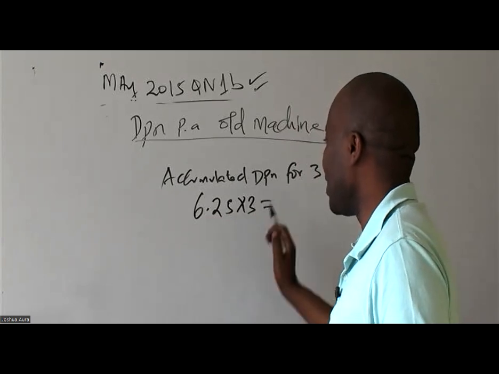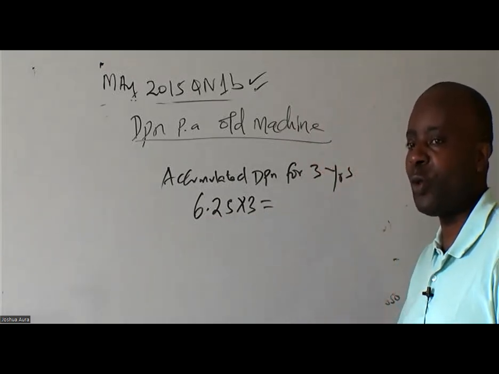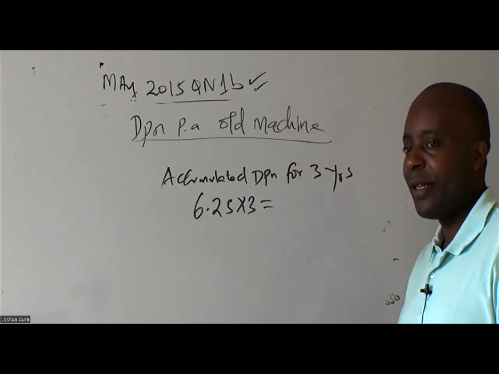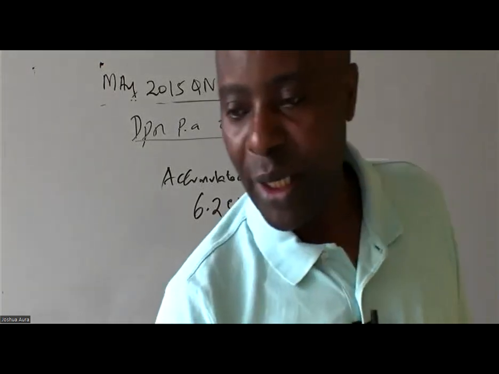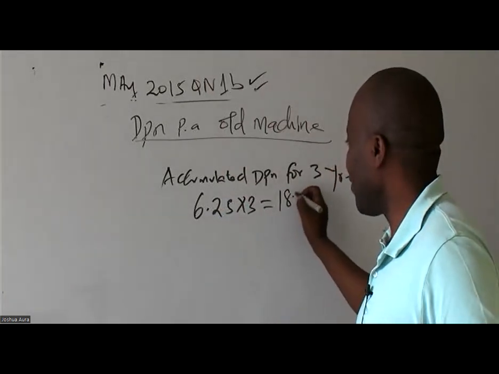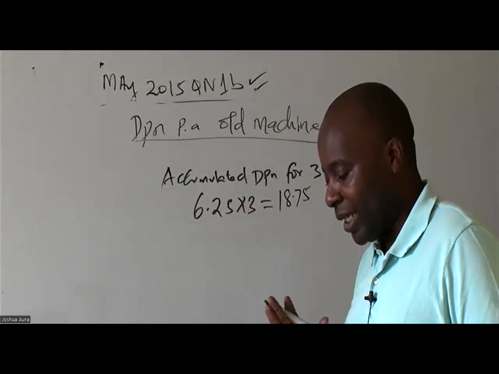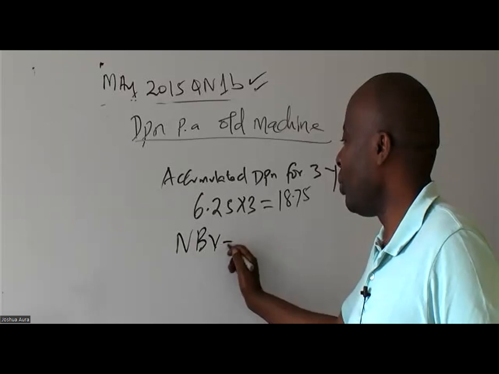Times 3. Can somebody give me 6.25 times 3? What is the total depreciation for 3 years? 6.25 times 3. Please, speed is of essence today. 18.75, thank you very much. So then by the time we are doing this revaluation after 3 years, at the end of the 3rd year, what should be the net book value?